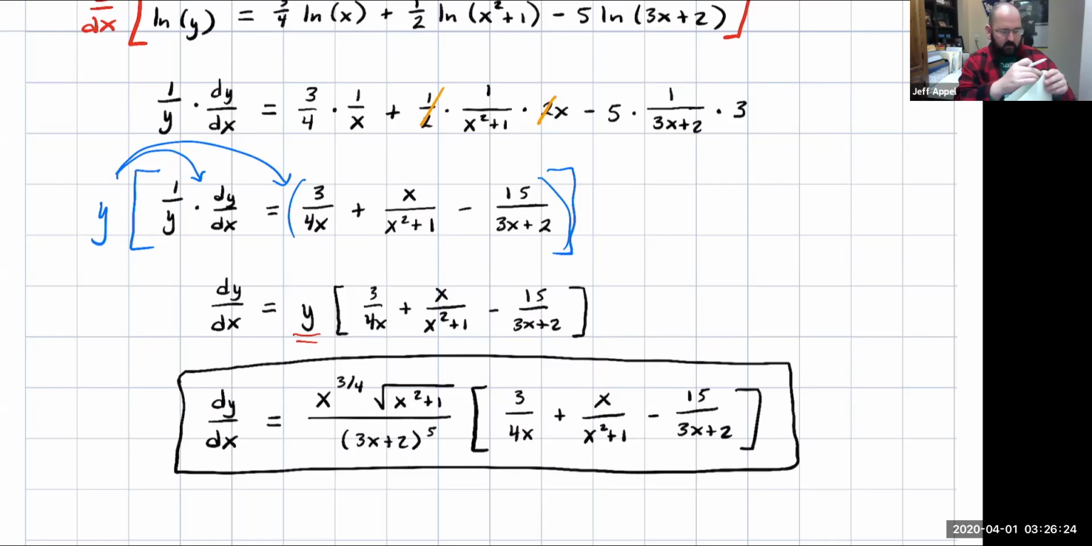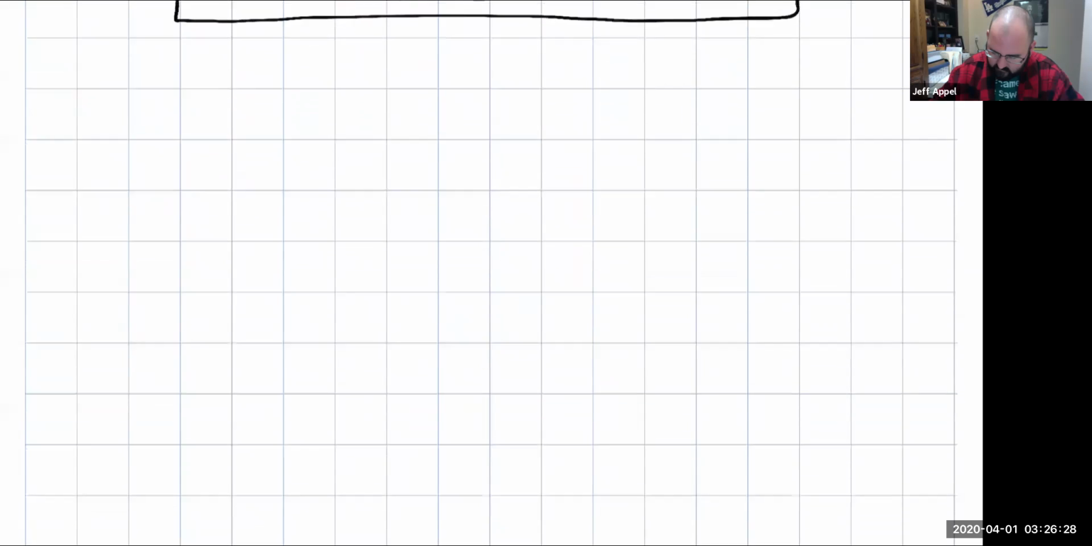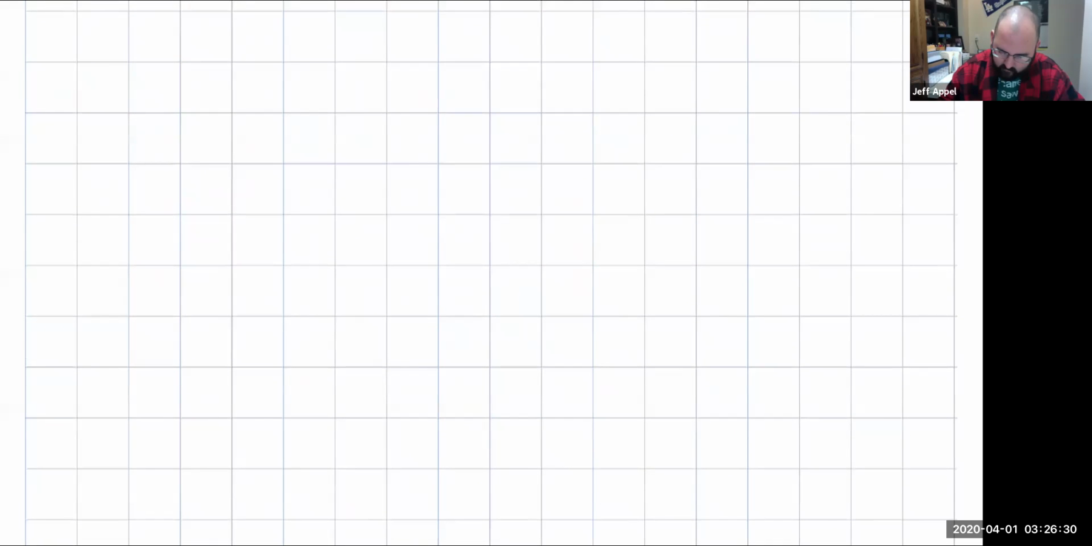I want to do one more of these with you, just for some practice, and then I'll leave it to you to practice some more with the problems outlined in your syllabus. So example number 2 is, again, we're using logarithmic differentiation to find dy dx. This time, we have the equation y is equal to x raised to the square root of x. x raised to the square root of x.